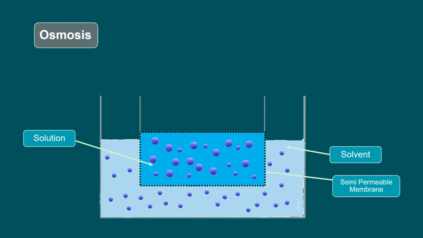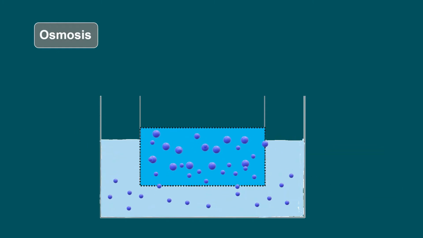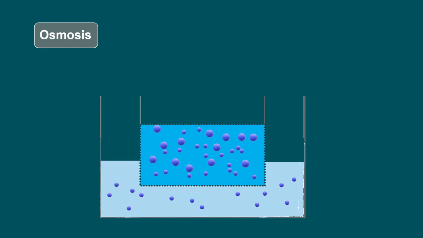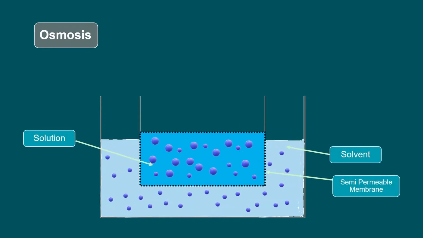Here, the movement of the solvent is only in one direction, that is from the solvent to the solution, or in other words, from a region of low concentration to a region of high concentration. Now, the semi-permeable membrane is one through which only the solvent molecules can pass, but not the solute molecules. Cellophane, parchment paper, or the wall of a living cell can act as a semi-permeable membrane.